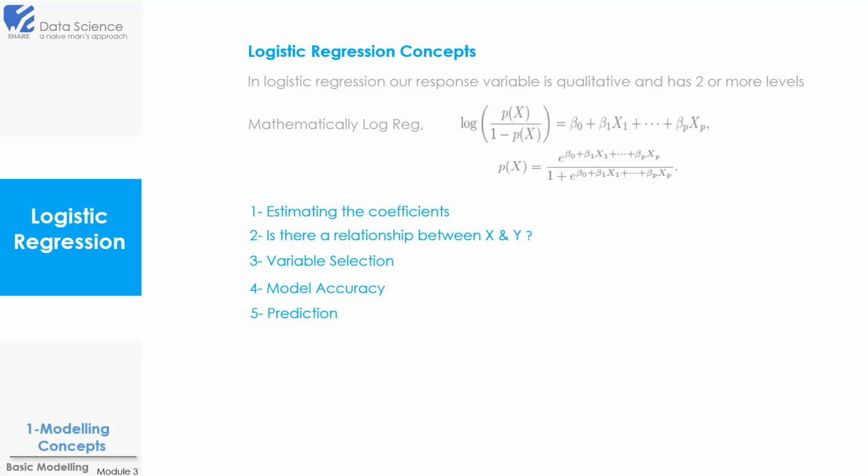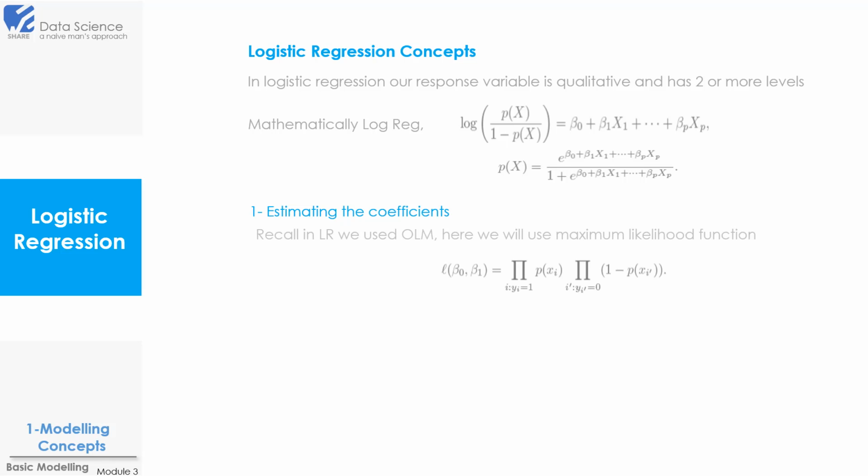Now just like linear regression, we will follow these steps here as well. Recall in linear regression, we used the ordinary least square method to estimate the coefficients. So here we will use the maximum likelihood function. The formula is shown here on the screen. Again, don't even try to remember this. Just have a look at it and move on.